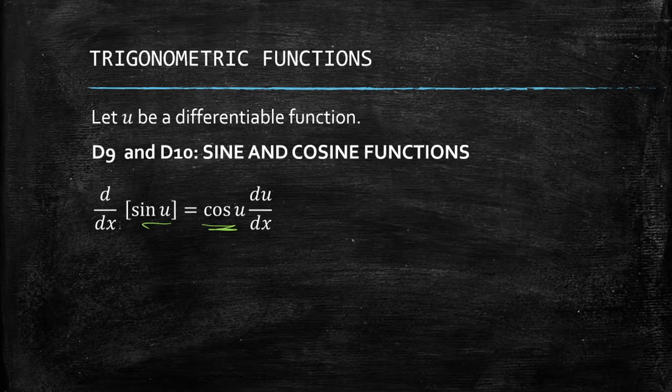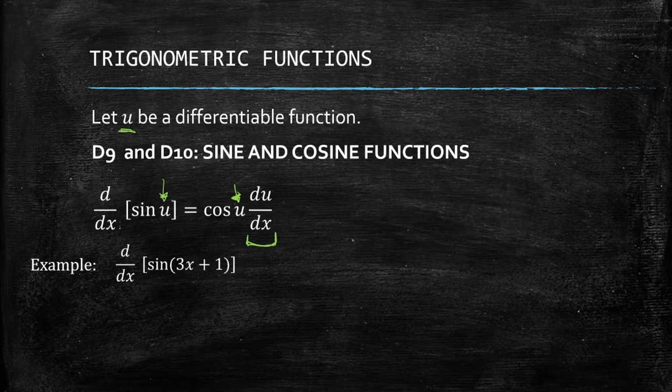So the reason that we have u here is because, take note, the angle for the trigonometric function, which is this u here, can be another function also. Hence, we're going to apply chain rule. Actually, this is an application of chain rule here. We have du and dx. So let's have an example.